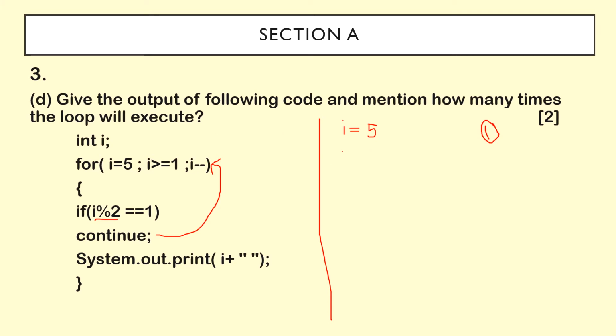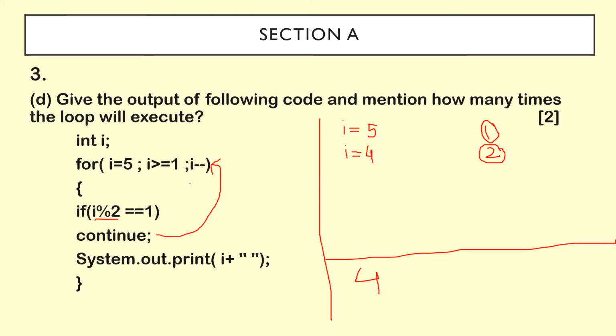And I minus minus, now the value of I will become 4. So the next value of I is 4. Now 4 mod by 2 is 0. 4 is completely divisible by 2. So here we cannot go for continue, we'll go and print. So after printing, what will be the result? Let me write it over here. So 4 is being printed. Okay, the loop has run for the second time.